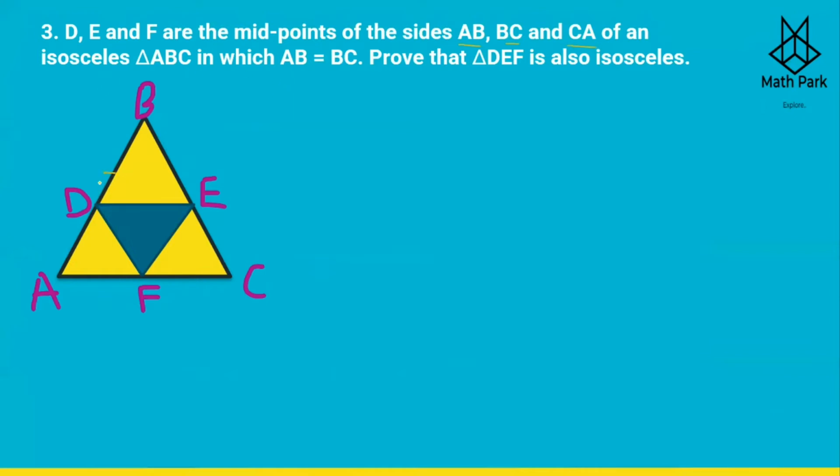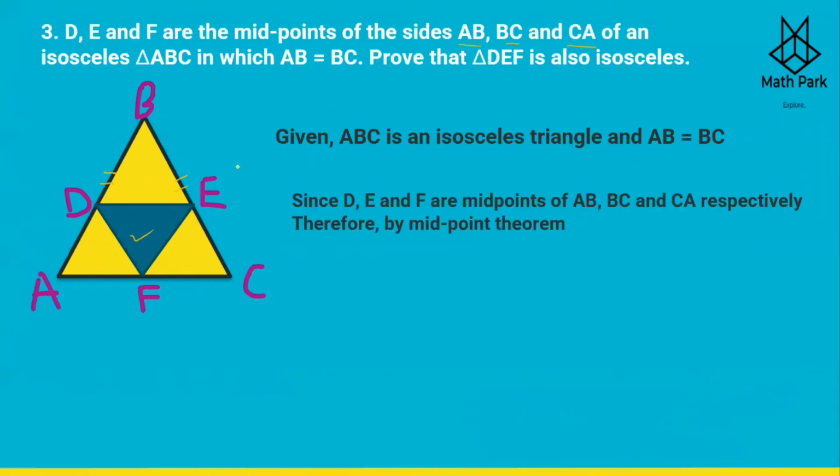So, these two, AB and BC, are given equal. You have to prove that DEF is also an isosceles triangle. So let us start with the given isosceles triangle where AB is equal to AC. Now AB is equal to AC, and also you are given that D, E, F are the midpoints of AB, BC and CA respectively.